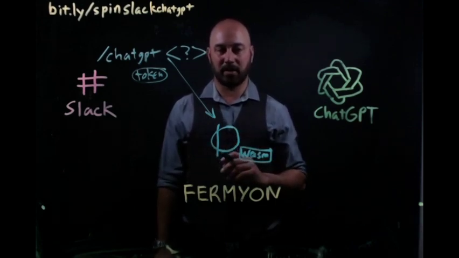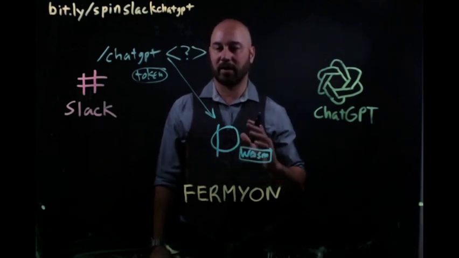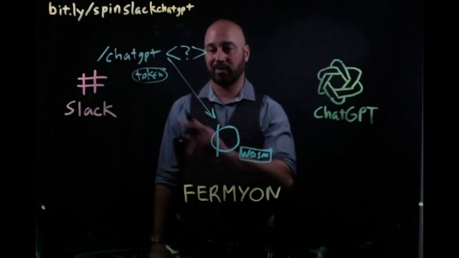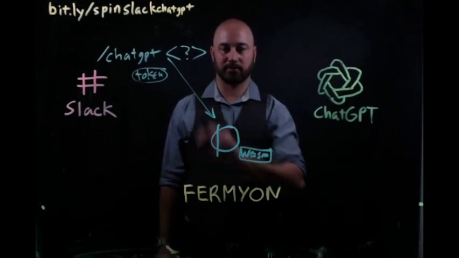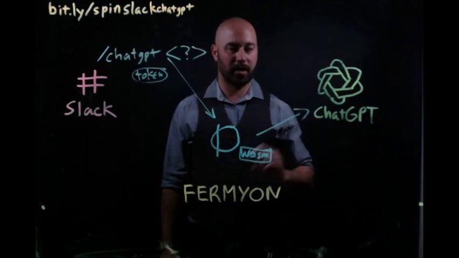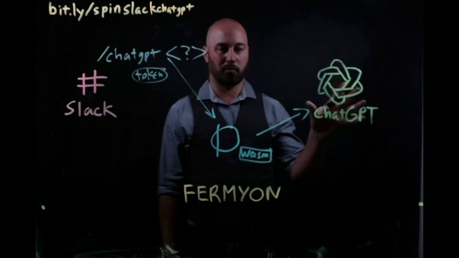Spin handles HTTP and SSL termination for you, handing our function a request, which includes the entire HTTP request. We then need to parse that to do a few things. First, authenticate the Slack token, and second, extract the query. Once we've done that, we build and forward the request to the OpenAI API. This requires another token to authenticate with OpenAI.